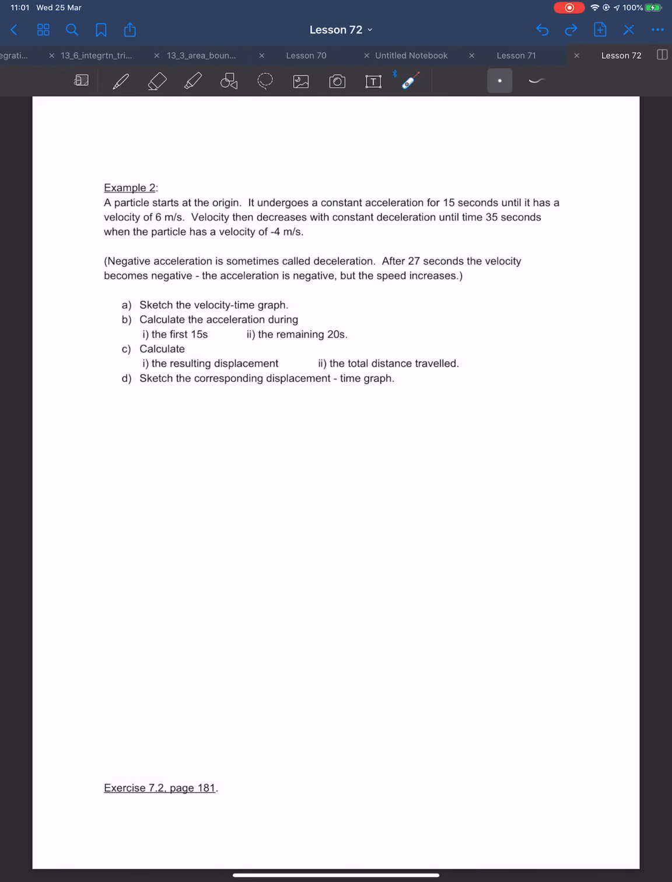I like it when we've got an example. Right, okay, example 2. A particle starts at the origin. It undergoes a constant acceleration for 15 seconds until it has a velocity of 6 metres per second. I'm glad it says here, sketch the velocity time graph. I'm going to do that as I go along. It starts at the origin. A constant acceleration for 15 seconds. I don't know where that is, but let's say it's there. Until it has a velocity of 6 here.